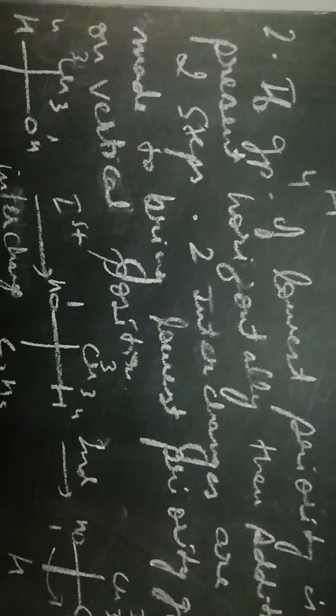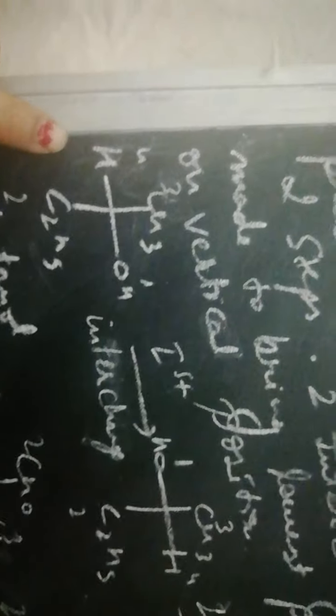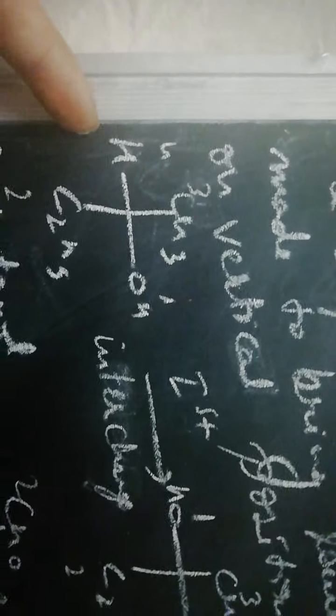Second is, if the group of lowest priority is present horizontally, then additional two steps are required. What are the additional two steps? We will make two interchanges to bring the lowest priority group on the vertical position. So let us consider this molecule. This is 2-butanol. So let us decide the priorities. Oxygen's atomic number is maximum, so first priority, then second priority, then third priority, then fourth priority.